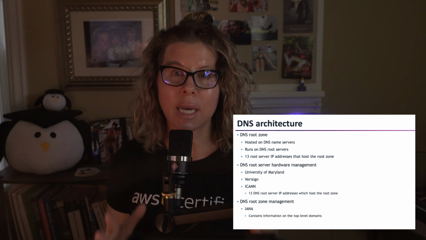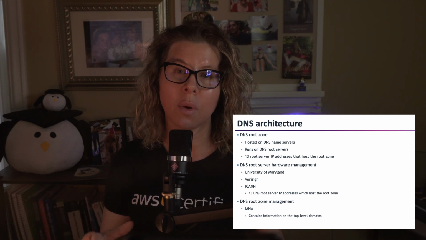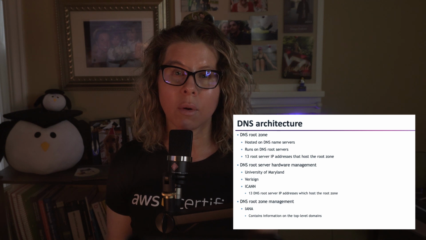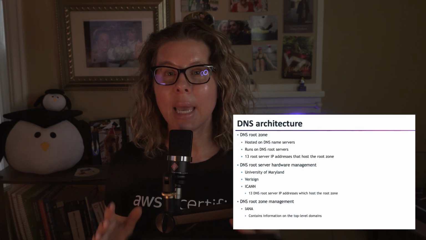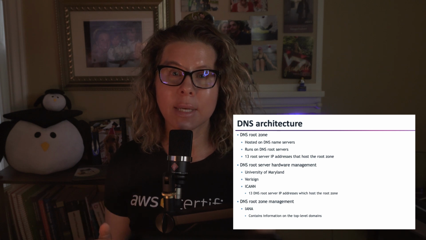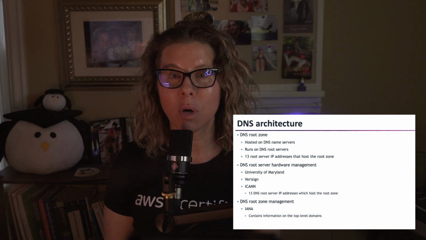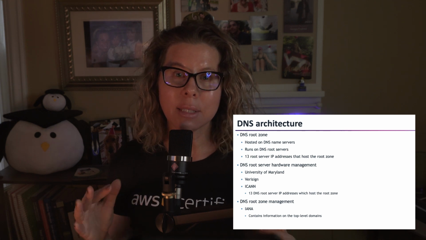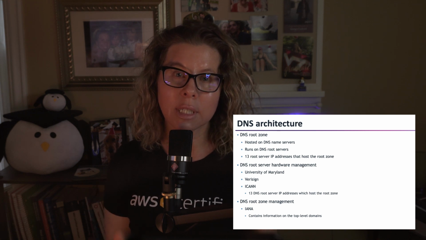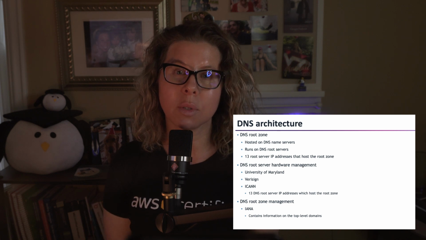There are 13 root server IP addresses which host the root zone, and these IP addresses are distributed around the world. And the hardware is managed by independent organizations. There is the University of Maryland, VeriSign, and the Internet Corporation for Assigned Names and Numbers, or ICANN. And these operate and manage the hardware for the 13 DNS root server IP addresses which host the root zone.